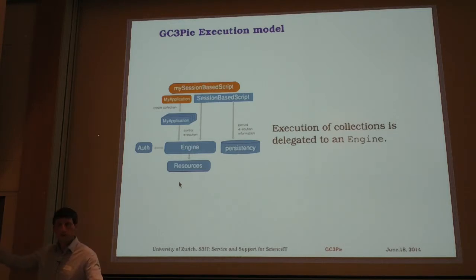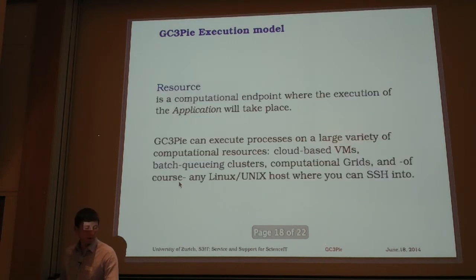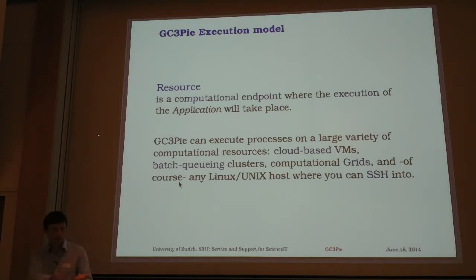An engine takes care of the scheduling of the application. It's like a batch system in that sense, but much more lightweight. And the access to the resources. The resource is a computational endpoint, and it can be any type of endpoint. It can be a cloud, it can be a batch queuing system, because we started with batch queuing system, then we evolved to computational grids, then we introduced the SSH connectivity to any remote resource, and then the local host, so you can run the very same things on your local host, and then finally we also have the cloud backend.